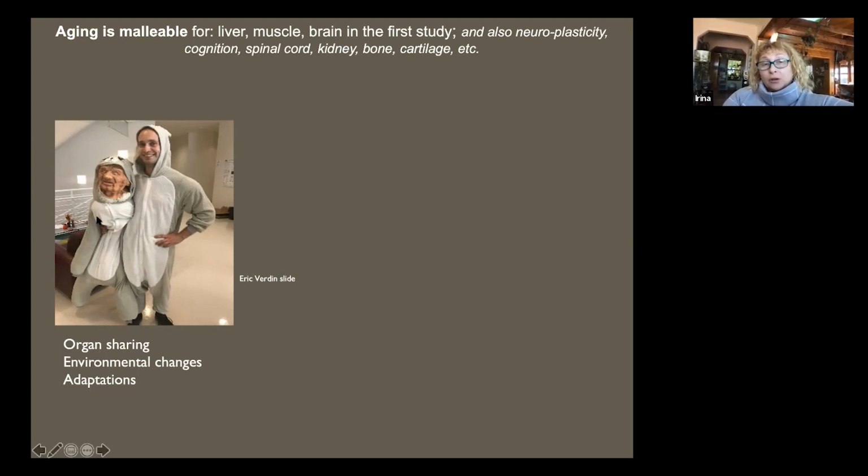And the old mouse now has a better GI tract, so it will absorb nutrients better. It will go to food and water more frequently and exercise because it has to run around with the young guy. So there are numerous changes which are unrelated to the secret sauce in blood.